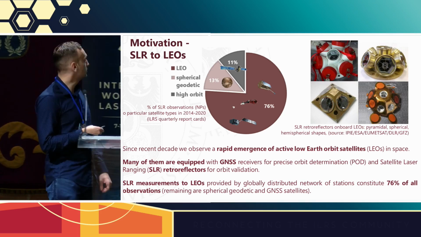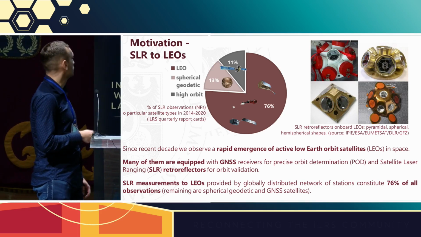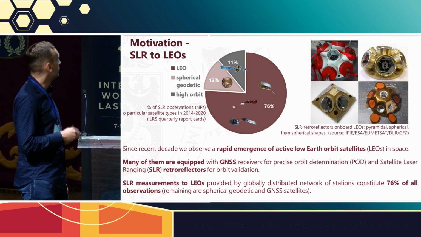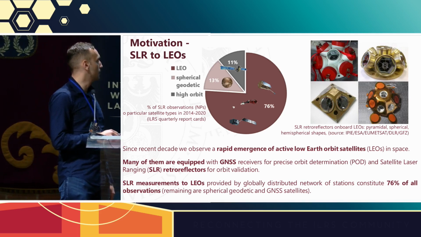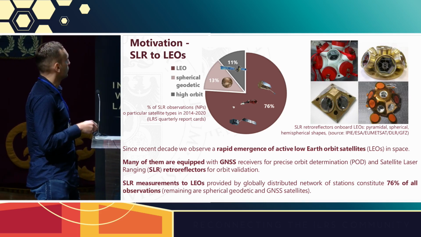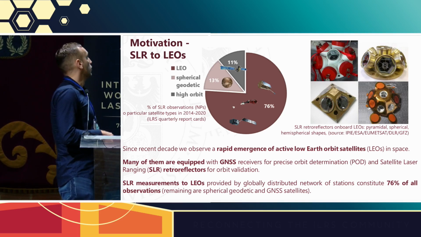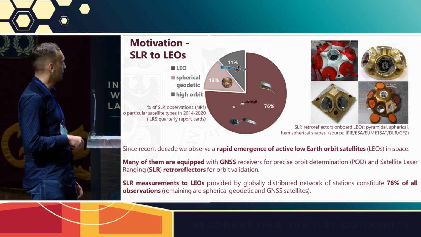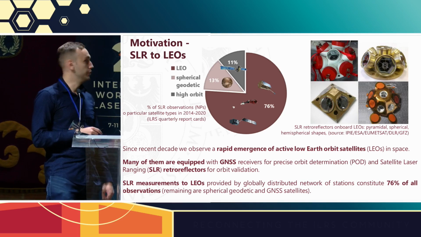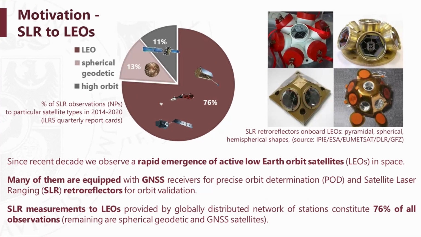What is interesting, I looked in the ILRS quarterly report cards, and the normal points to those types of satellites orbiting at low Earth orbit constitute about 76% of all observations provided by ILRS. The remaining ones are spherical geodetic satellites like LAGEOS or high orbit satellites. And observations to LEOs are nominally or commonly used for orbit validation only.